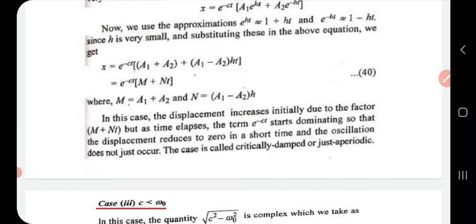Here, what happens to displacement? It increases initially. As time progresses, the term e raised to minus ct will become dominant. So when e raised to minus ct becomes dominant, the displacement, which initially increased, will now reduce to 0 within a short period of time, and finally the oscillation will stop. This is a case of critically damped or aperiodic motion. This type of oscillatory motion is called critically damped or aperiodic.